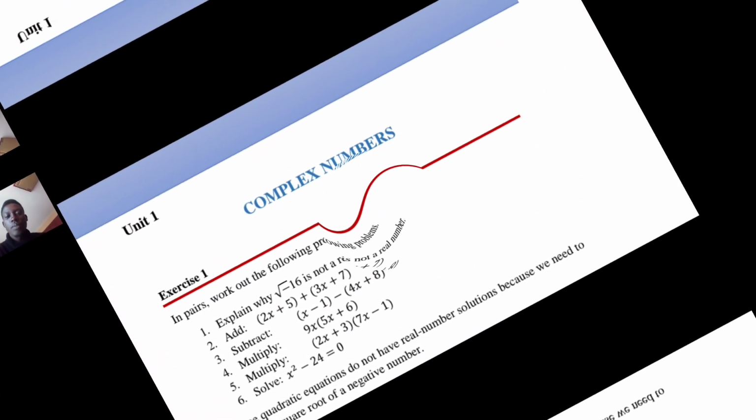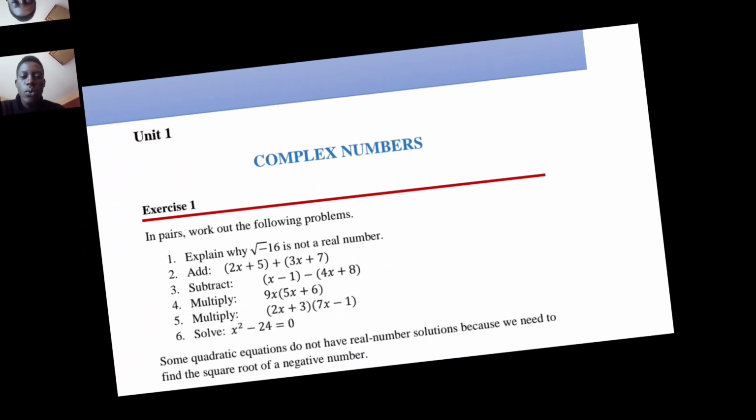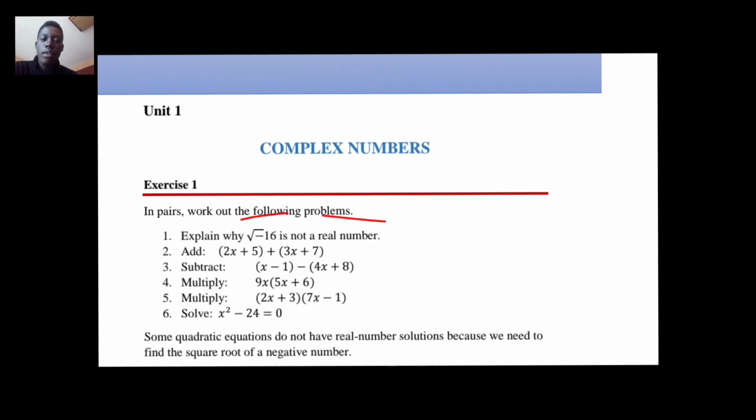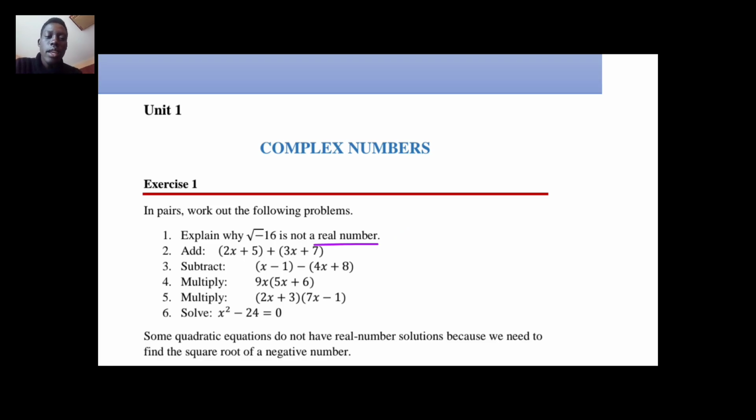Before we go deeply into complex numbers, we need to analyze the following problems, from number 1 to number 6. This will let us understand what a complex number is. So let's start with the first one. You are being told to explain why the root of negative 16 is not a real number. A real number is a set of rational numbers and irrational numbers.